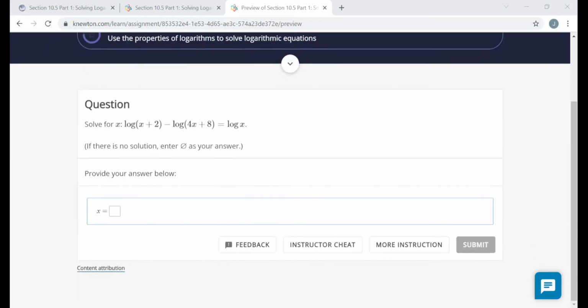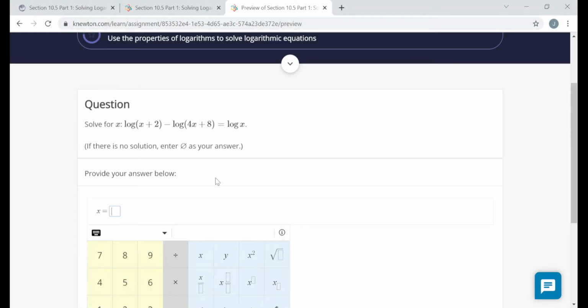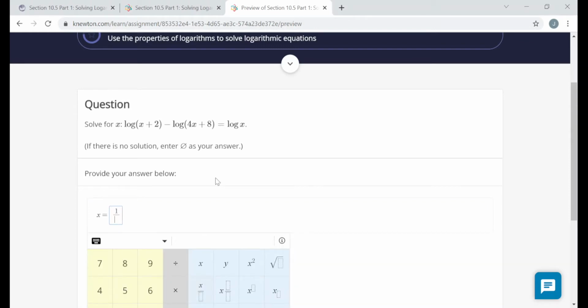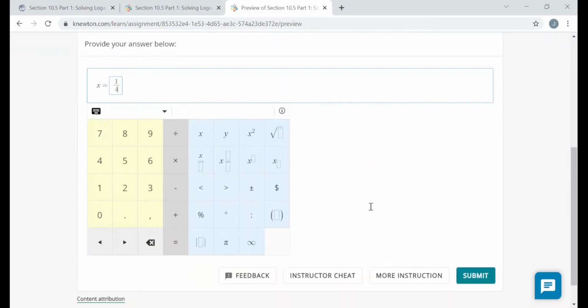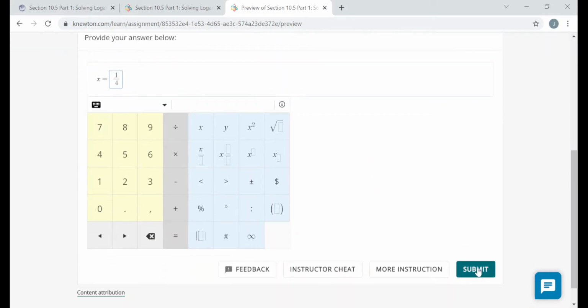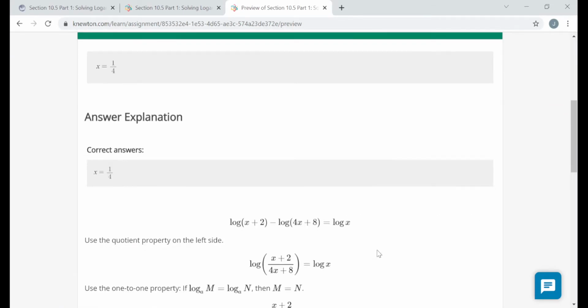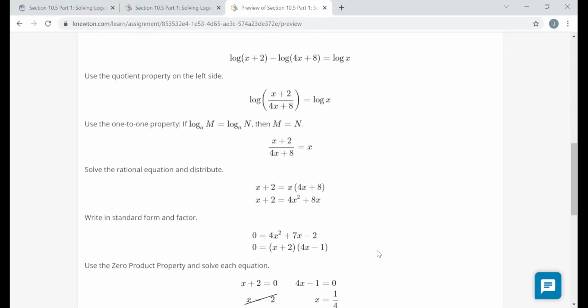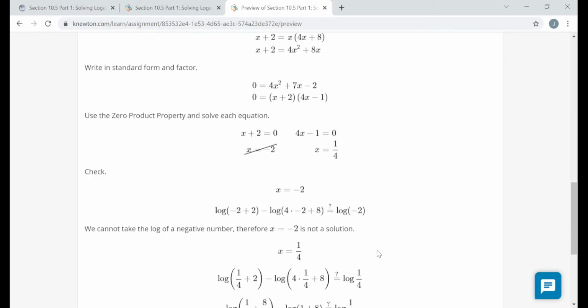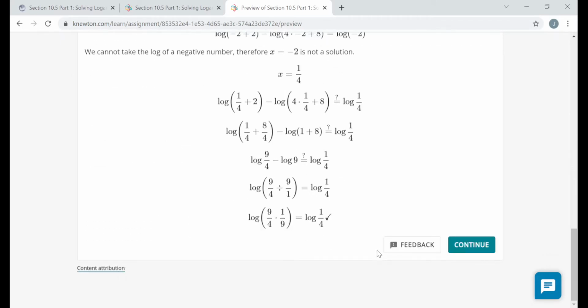Either way is fine, as long as you're checking your solutions back in the original equation at the end, and remembering that you can only take logarithms of positive numbers. All right, positive 1/4 does that. Great. And once again, please, read through the answer. Oh, they did it. They did do it the long way. All right. But please read through the answer explanations.